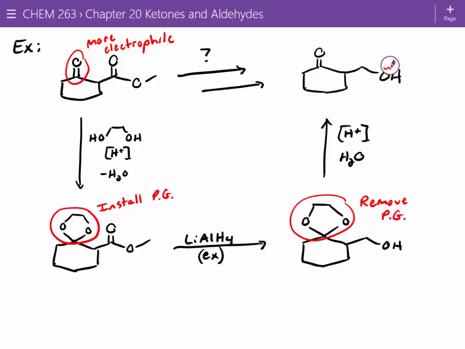So once you're done doing all of the other reactions on your molecule, you want to remove your protecting group and go back to your original ketone. And again, we're using all of the Le Chatelier principles that we learned back in general chemistry.